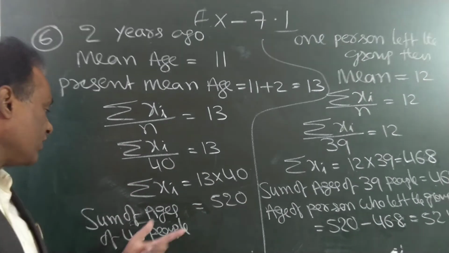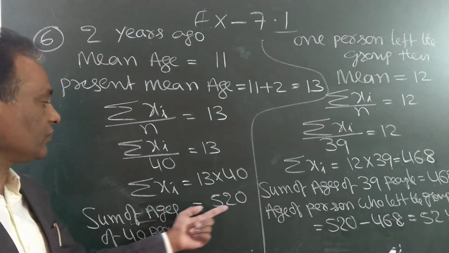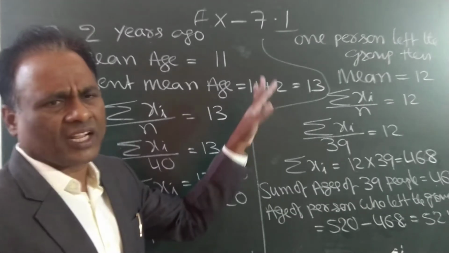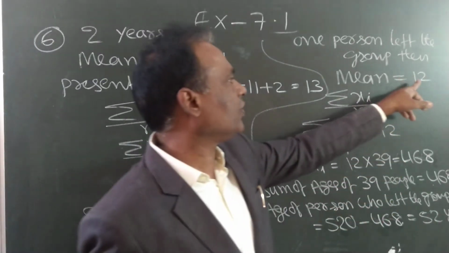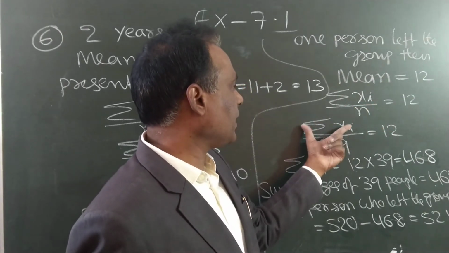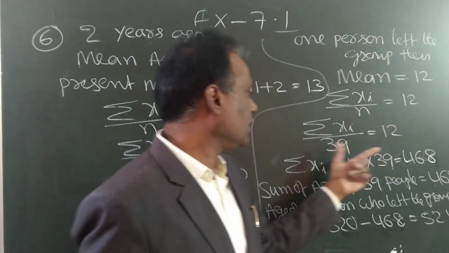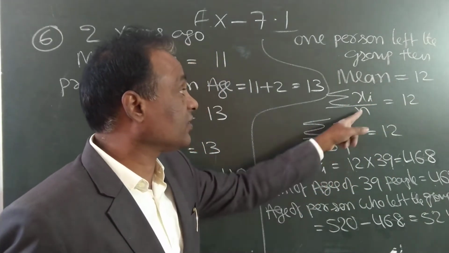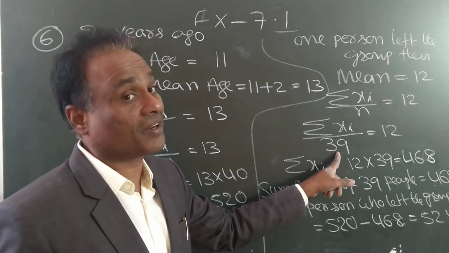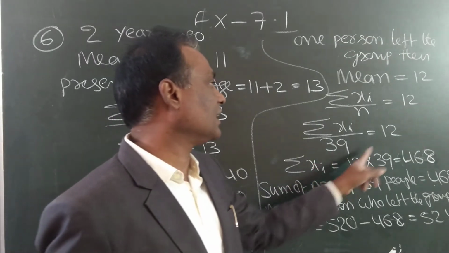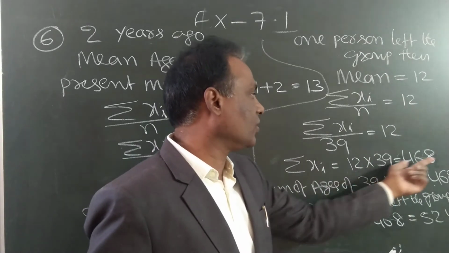So the sum of the ages of how many people? 40 people is 520. But one person left. Now the mean becomes 12. So the sum of the ages divided by the number of persons is equal to 12. The number of persons is 39 now because 1 left. So 39 people. That's why 12 into 39 is 468.